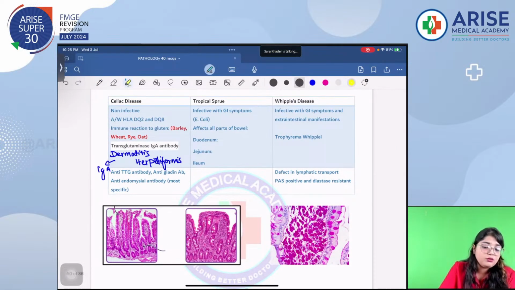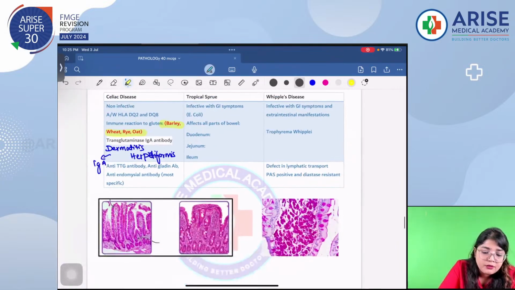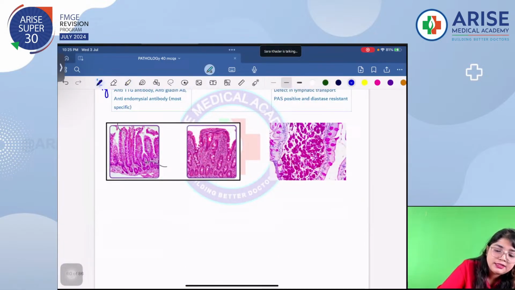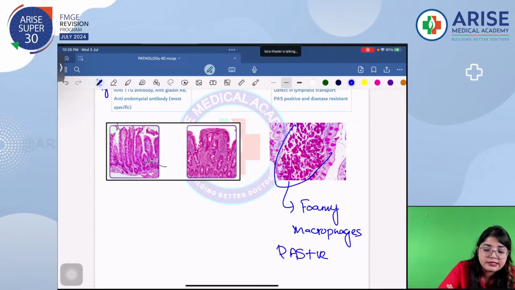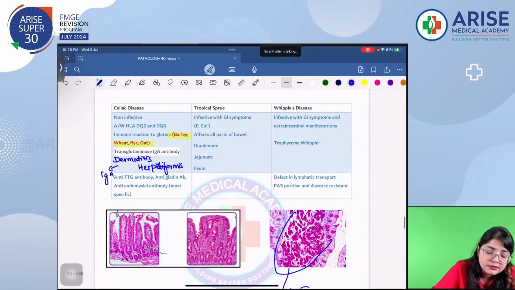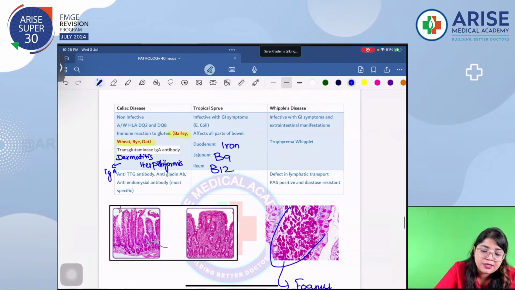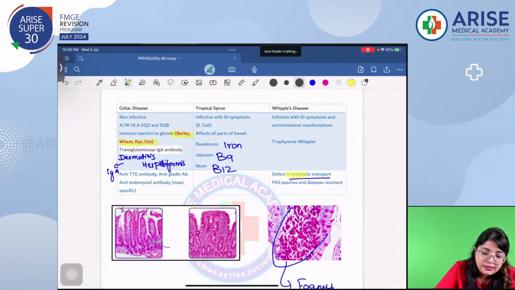So remember, it is gluten sensitive, right? So where do you see gluten? Barley, wheat, rye, and oat. So these are the things that you need to remember. Here in the lamina propria, you see the foamy macrophages, and they are PAS positive. Remember this magenta stain. It is PAS positive. Duodenum, I told you, iron will be affected. Jejunum, your B9 and B12. So it causes all these anemias, and lymphatic transport is affected in Whipple's.